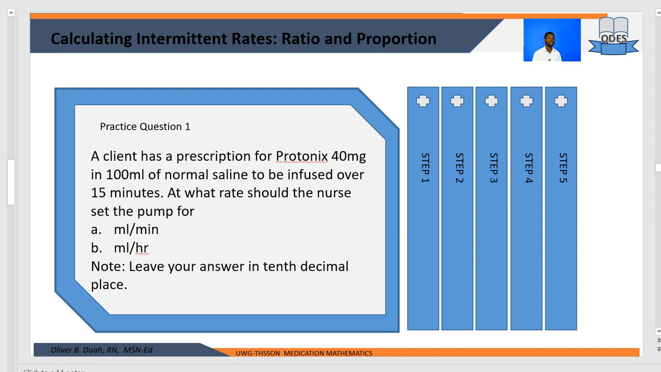Okay. Now let's do some practice questions. A client has a prescription for Protonix 40 milligrams in 100 ml of normal saline to be infused over 15 minutes. At what rate should the nurse set up the pump? For A, ml per minute, and then ml per hour. Leave your answer to the tenth decimal place.